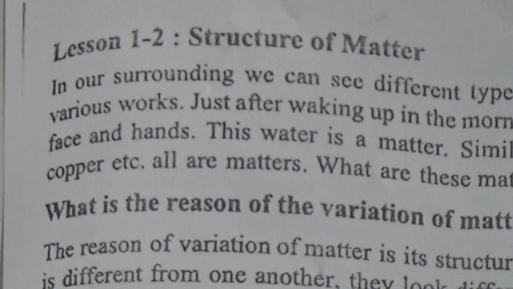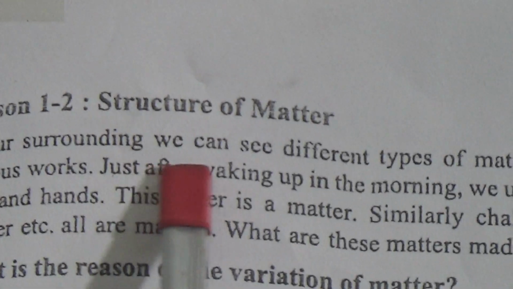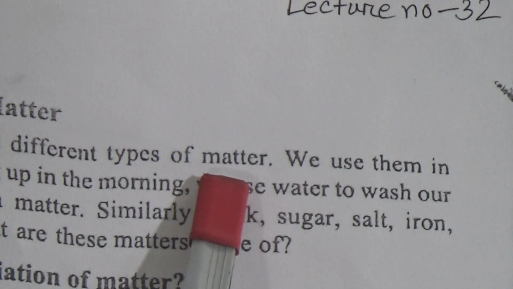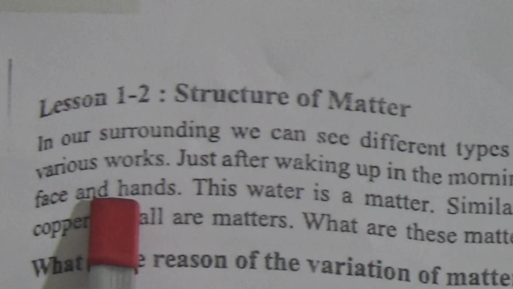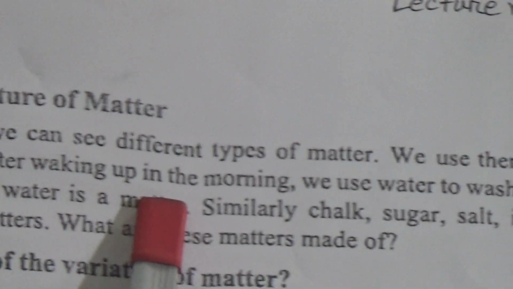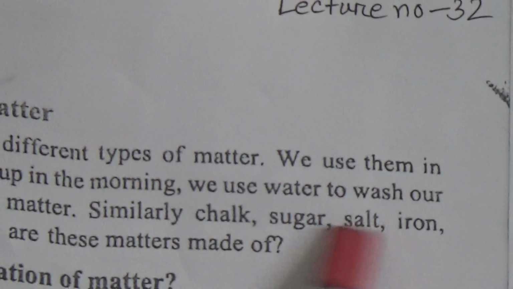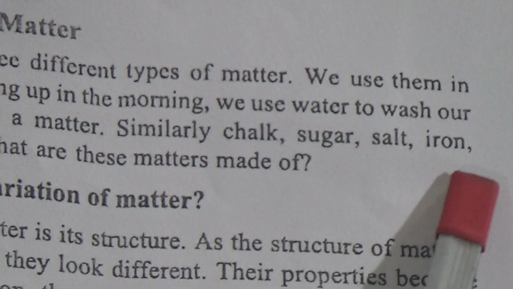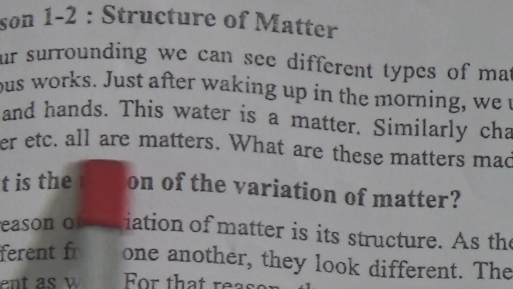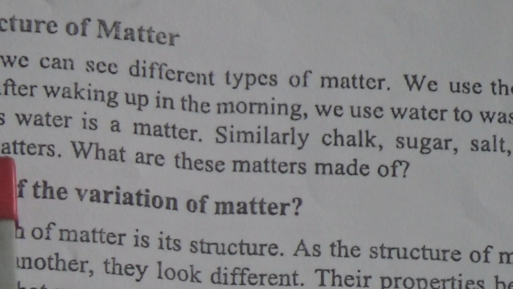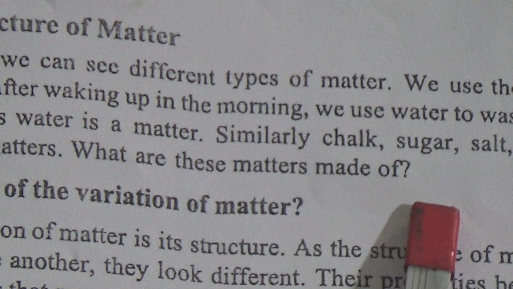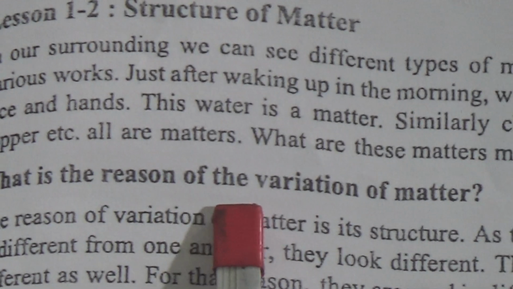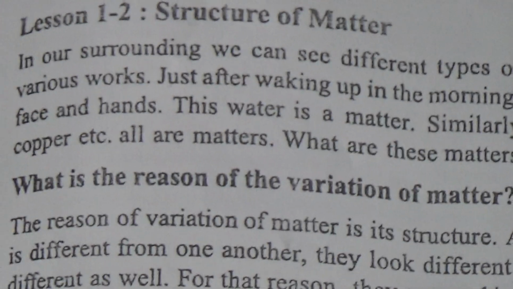Structure of matter. In our surrounding, we can see different types of matter. We use them in various works. Just after waking up in the morning, we use water to wash our face and hands. This water is a matter. Similarly, chalk, sugar, salt, iron, copper, etc. all are matters. What are these matters made of? What is the reason of the variation of matter? Now we will learn about this.